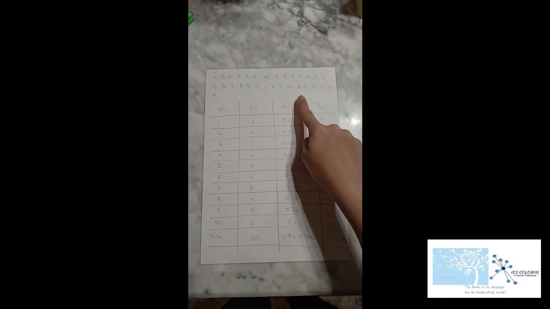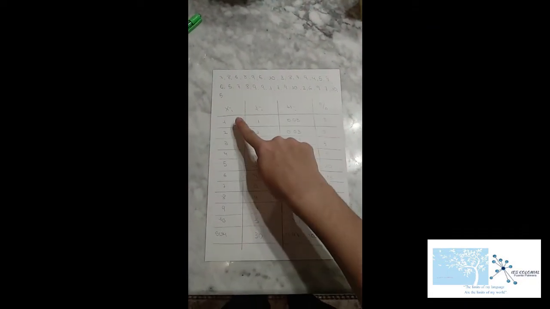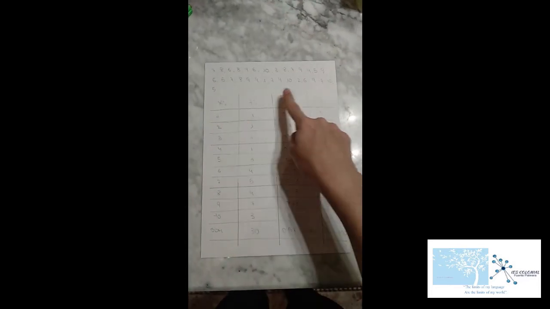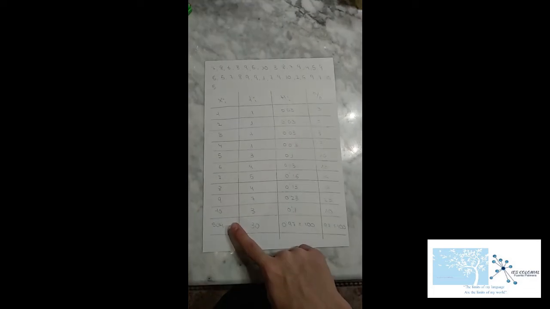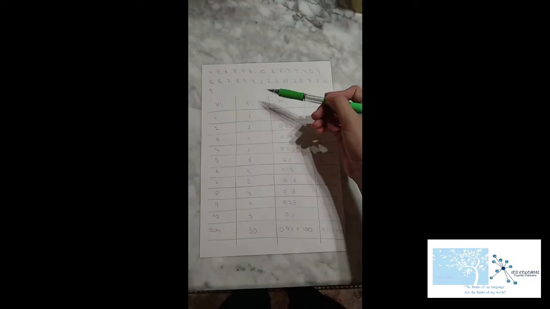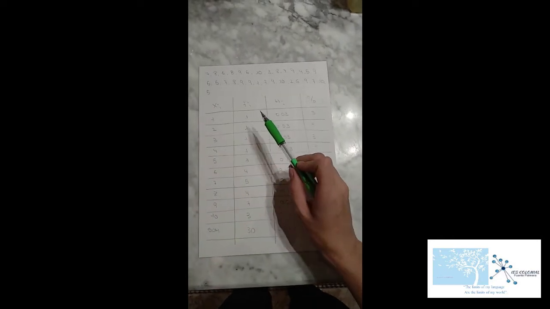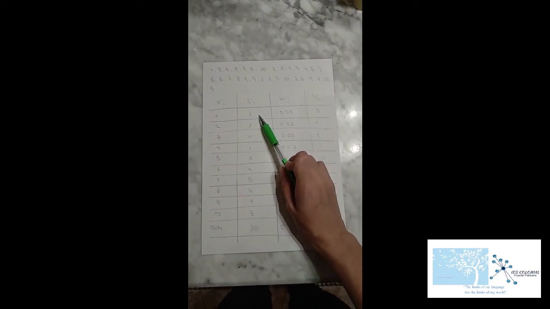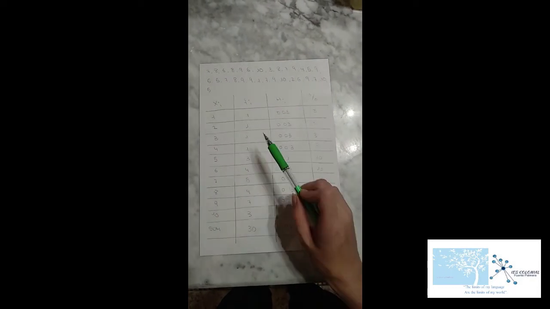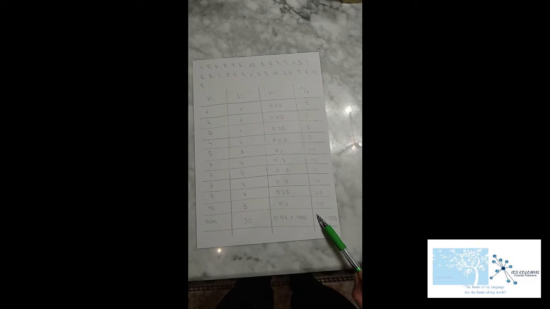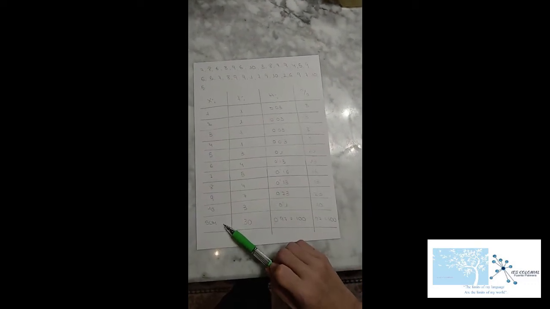Here we have the marks of the students. In this column we need to put only the marks in order. Then in this column you just need to count how many times each mark is repeated. Then you need to sum all the values, but you need to do this at the end.